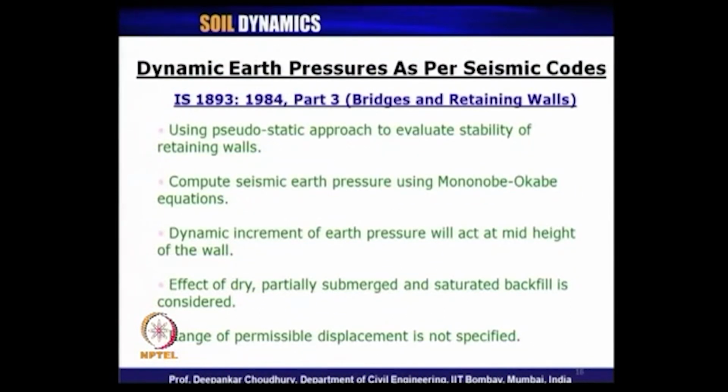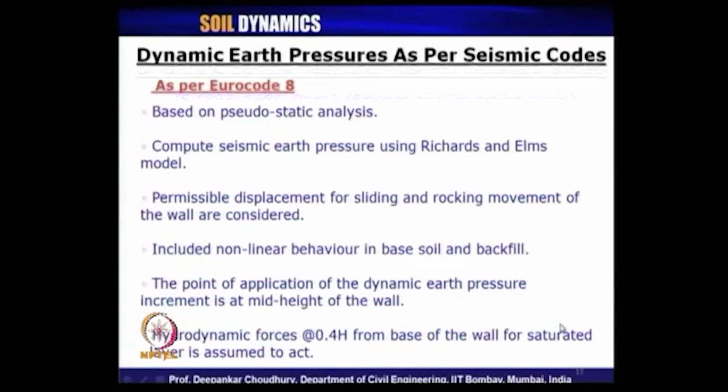Also, the design guidelines as per the seismic design code of IS 1893, 1984 part 3 considers this earth pressure design. So, it is till 1984, other part 1 has been revised at 2002, other parts are still under revision, not yet come. So, how to compute the earth pressure? There are several guidelines like pseudostatic approach has to be followed, Mononobe-Okabe's equation has to be followed, and so on. Similarly, other design codes of Eurocode, the code followed in entire Europe, Eurocode 8 considers how to compute the dynamic earth pressure on rigid retaining wall.